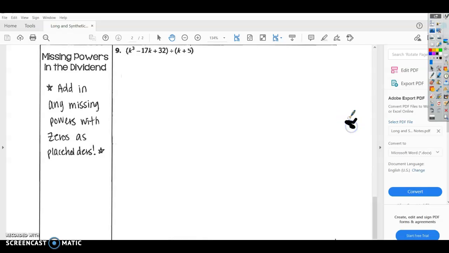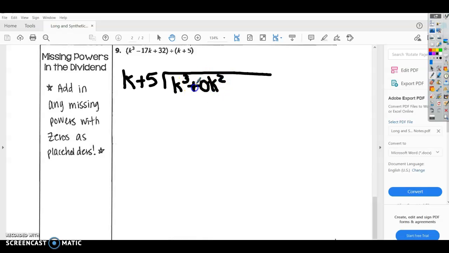power. So what we want to do is make sure that when we divide, we have a placeholder. So k plus 5 divided by k to the third. Since there's no k squared, we're going to put plus 0k squared, and then minus 17k, and then plus 32. And this doesn't change the problem.